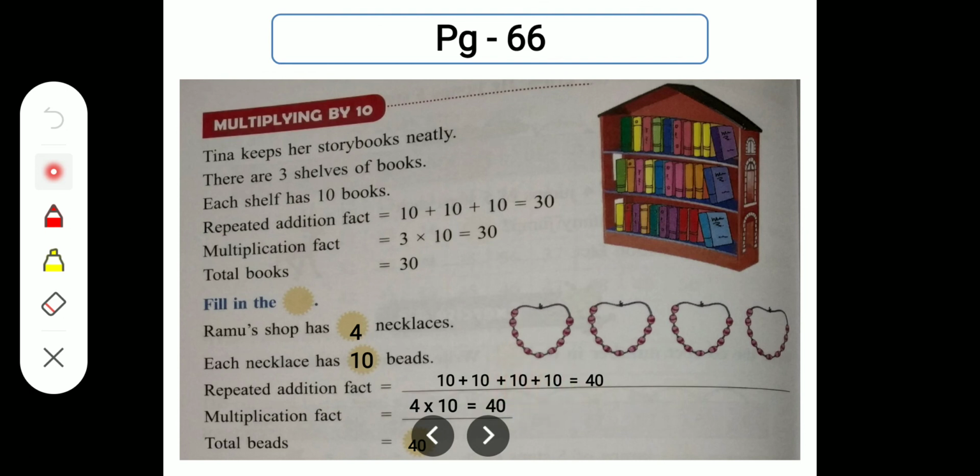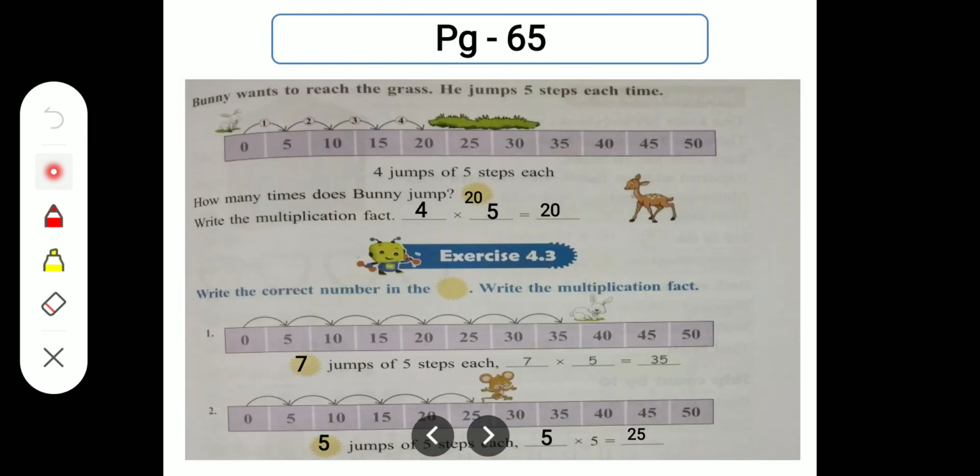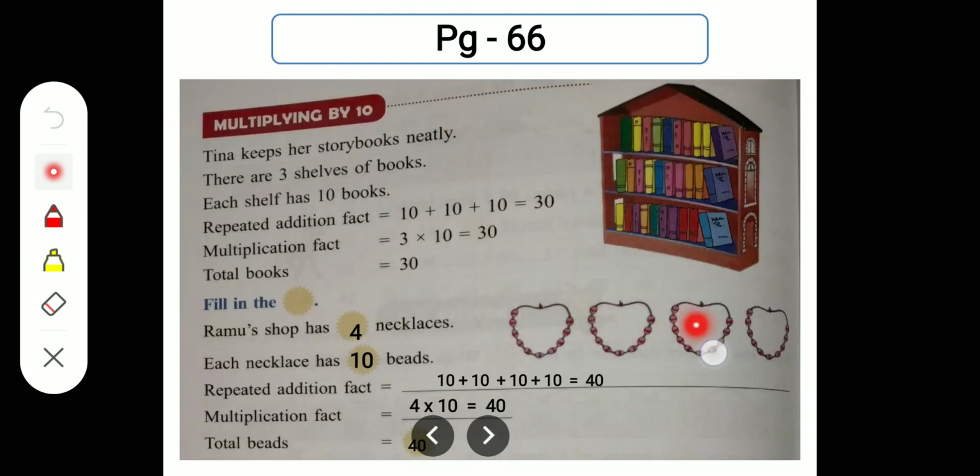Why? Because here there are 4 necklaces. So I have written 10 for 4 times. So 10 plus 10 plus 10 plus 10 is equal to 40. And the multiplication fact is number of necklaces, that is equal to 4, into number of beads in each necklace, that is one necklace, that is 10. So 4 into 10 is equal to 40. So total beads 40.